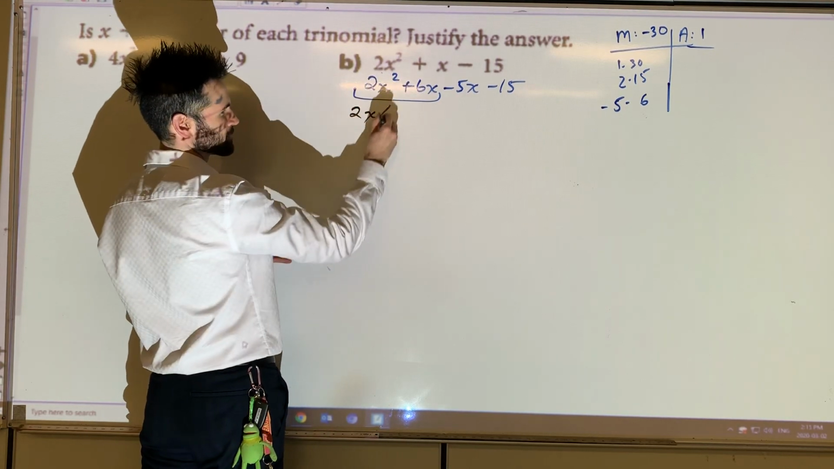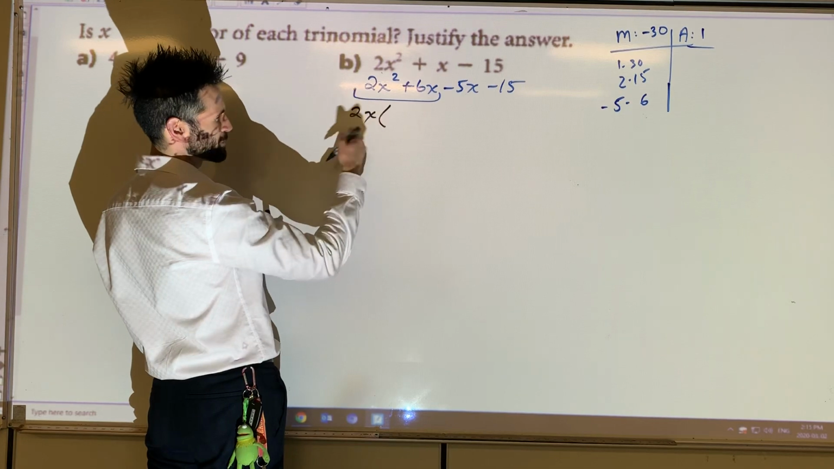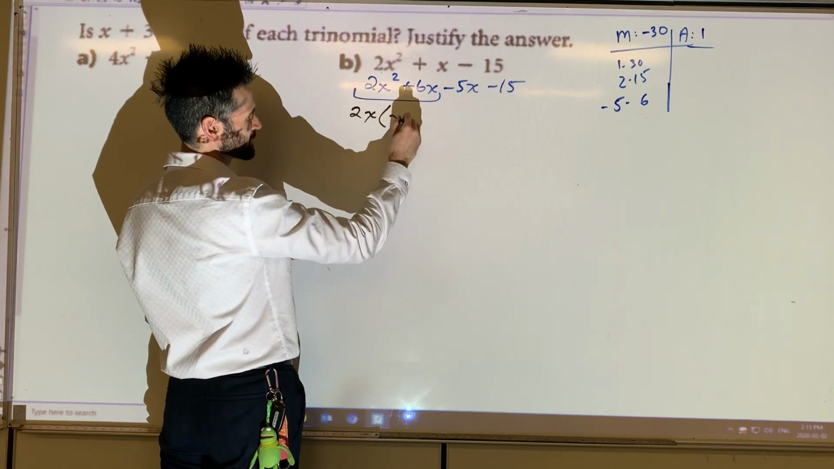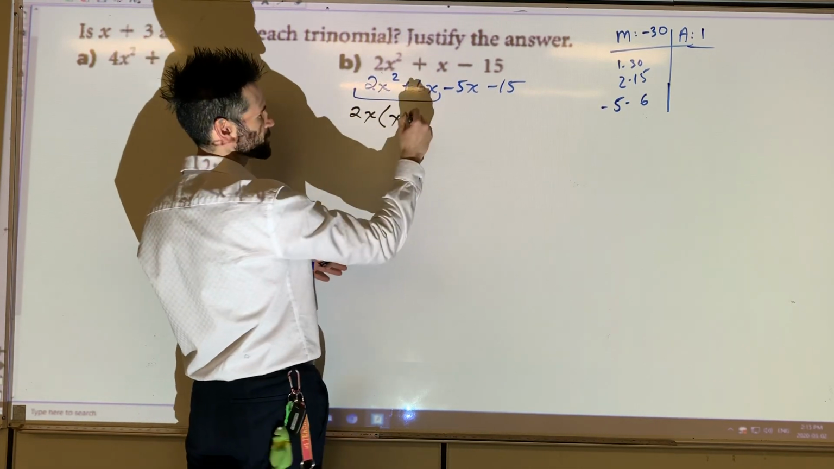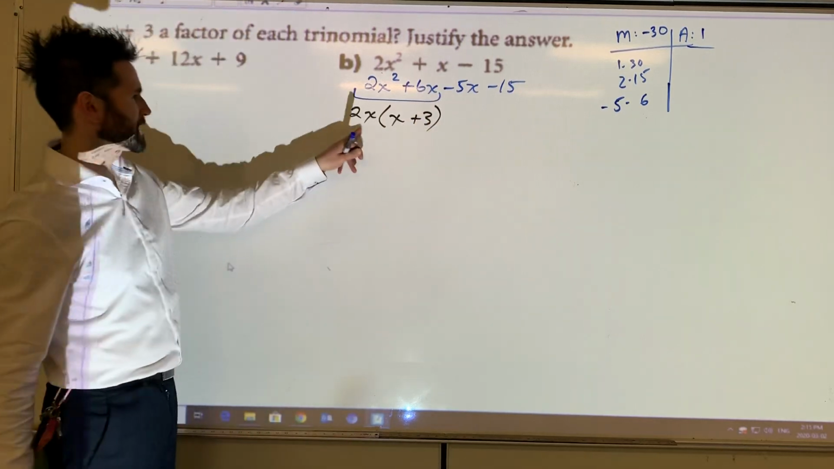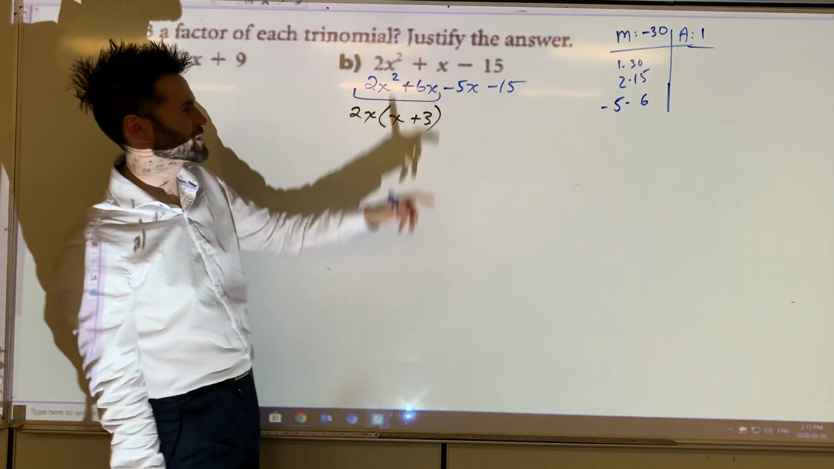Open a bracket. 2x squared divided by 2x is x. 6x divided by 2x is 3. You can double check. This times this should give you that. This times this should give you that.